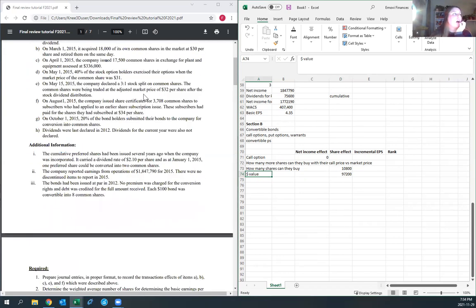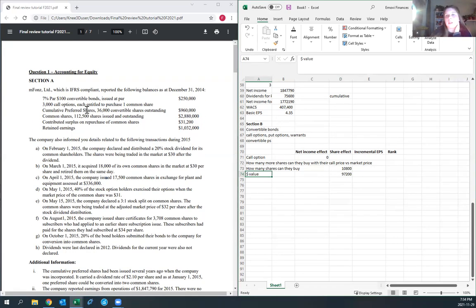So the call options were issued on the market before the 20% stock dividend and before the 3-for-1 stock split that happened during the year. Because of that, for the 3,000 call options, you have to put the effect of the 1.2 and of the times 3 into your calculation for the number of shares that they can buy.